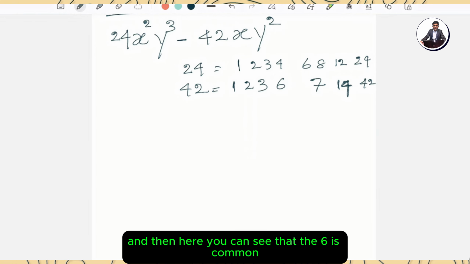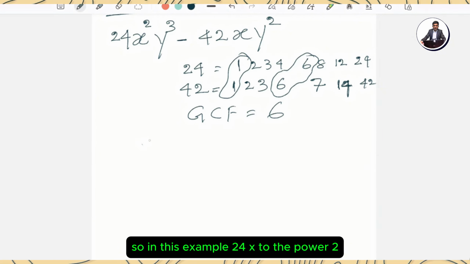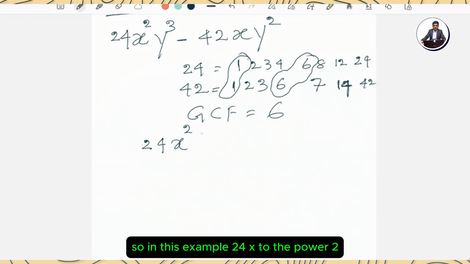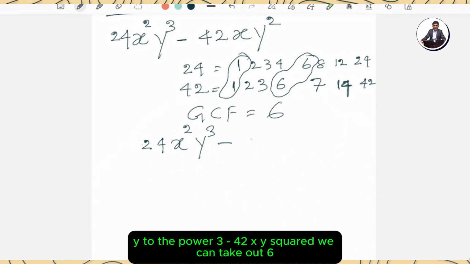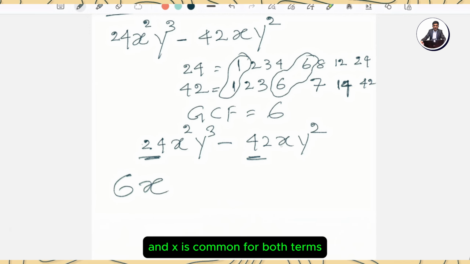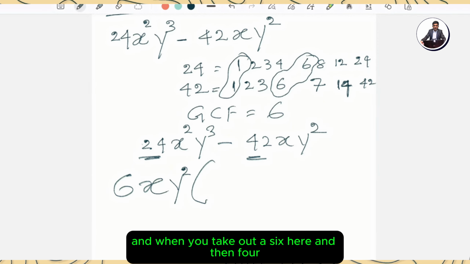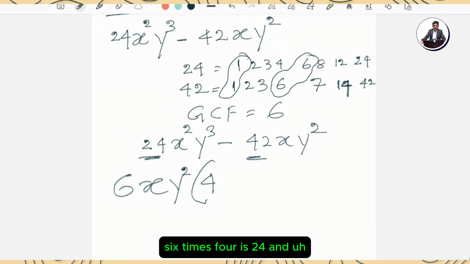And then here you can see that 6 is common. So the greatest common factor is 6. So in this example, 24x to the power 2 y to the power 3 minus 42x y squared, you can take out 6. 6 is common for both terms, and x is common for both terms, and then y squared is common. And open bracket.